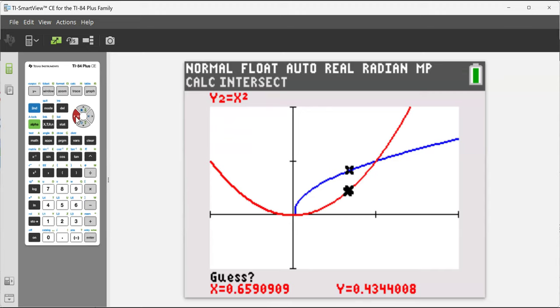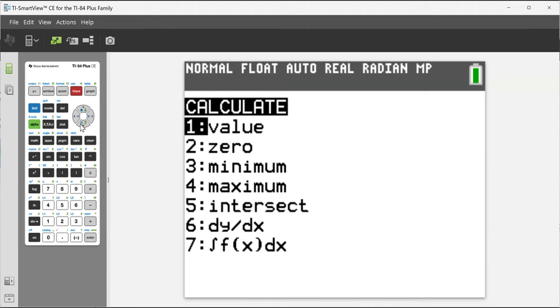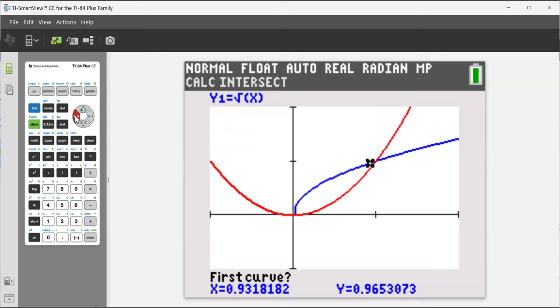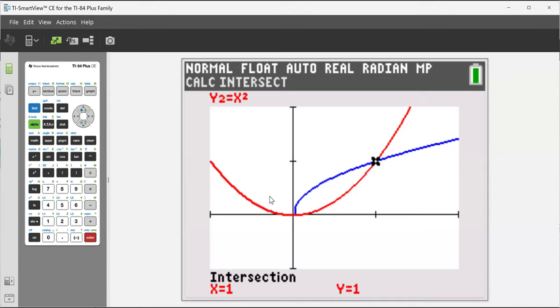Okay, thank you for that. I hope you're not going to just keep misbehaving while I'm trying to show this to my students. Here's the first curve, there's the second curve. Now it wants a guess. I think they intersect somewhere near there. Man. Okay, our calculator is being weird.